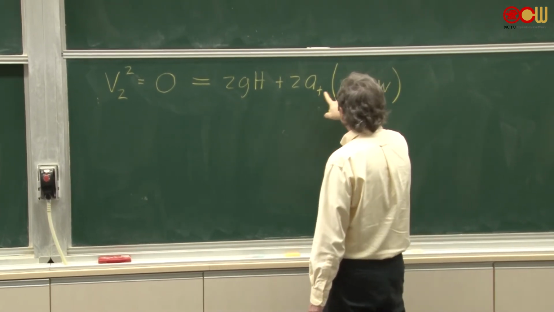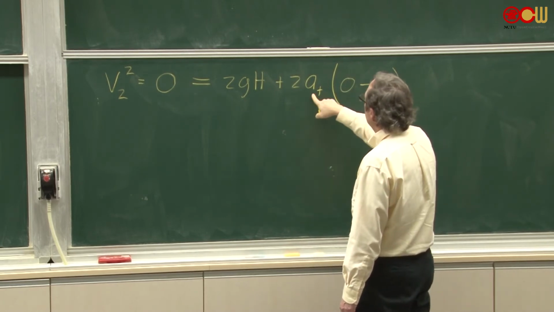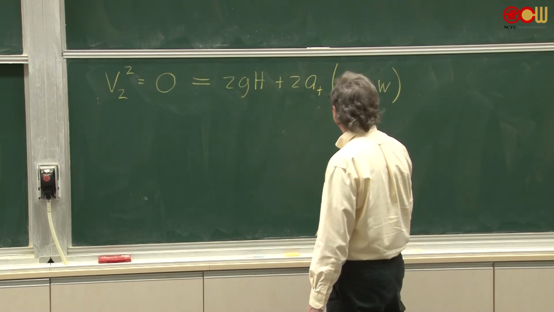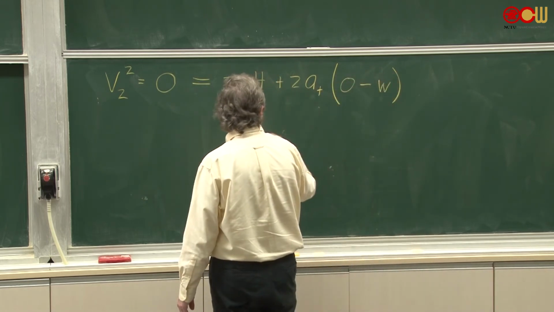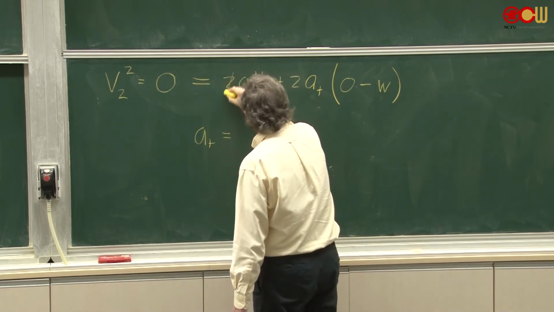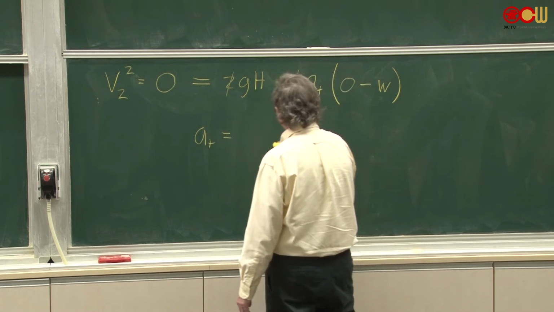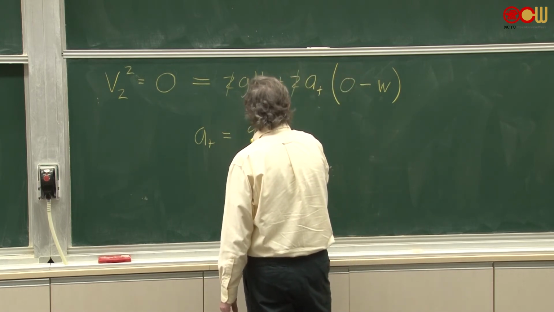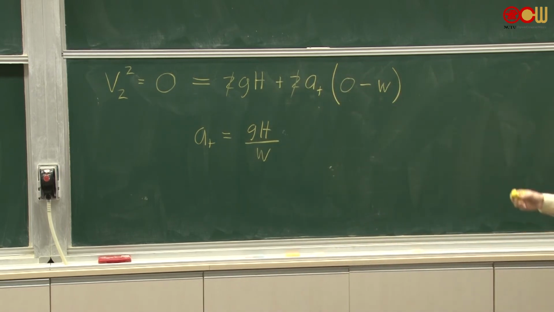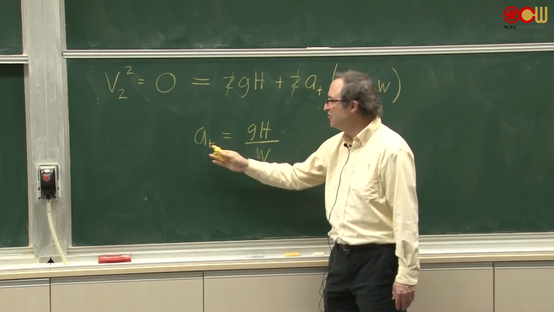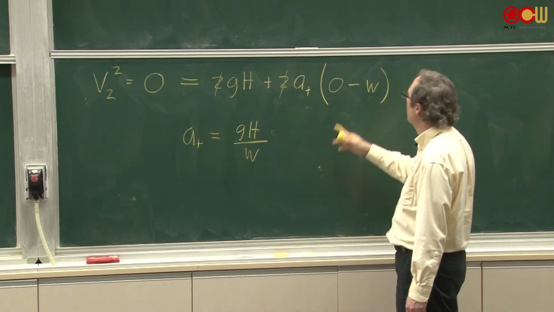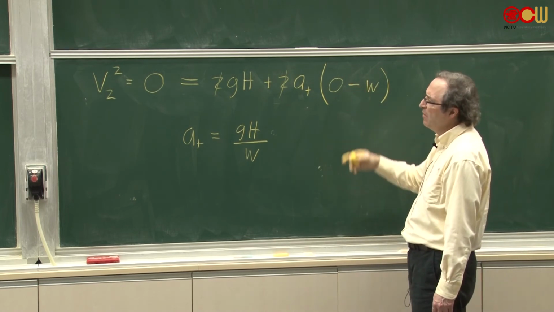All right, so I have this minus W, and I want to solve for AT. I want to see how AT depends on everything else. All right, so if I do that, I get AT is equal to, the 2's cancel, so that's nice, and I get GH divided by W. Okay? All right. Once again, everything has the right sign. My acceleration is positive, which is what I expected. All right? And that's key because I have that minus sign over there.